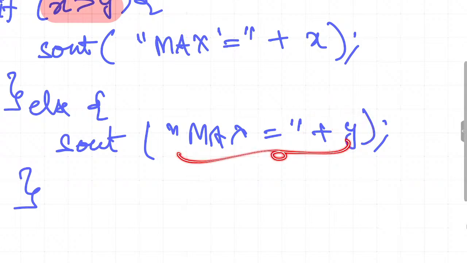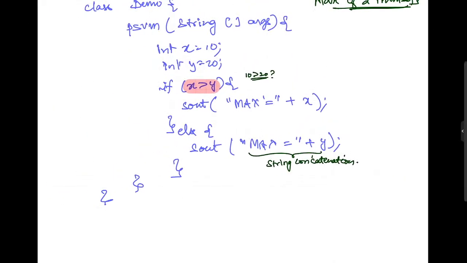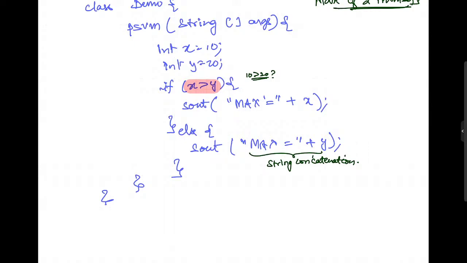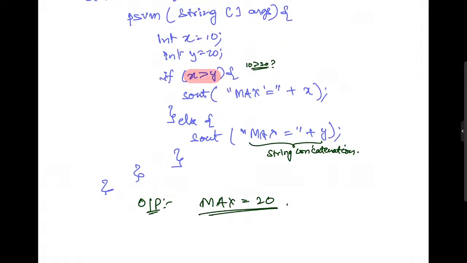This is basically just a string concatenation. So what am I going to print? The output would be "max equal to", and what is y? 20. So this is your answer. Your output would be max equal to 20. So this is how it works.